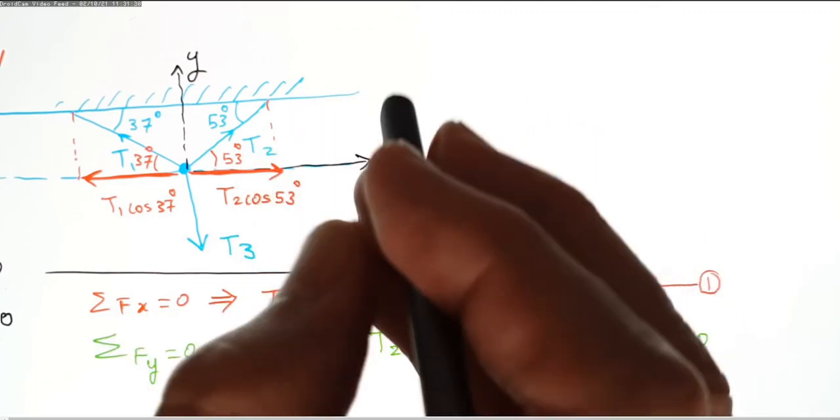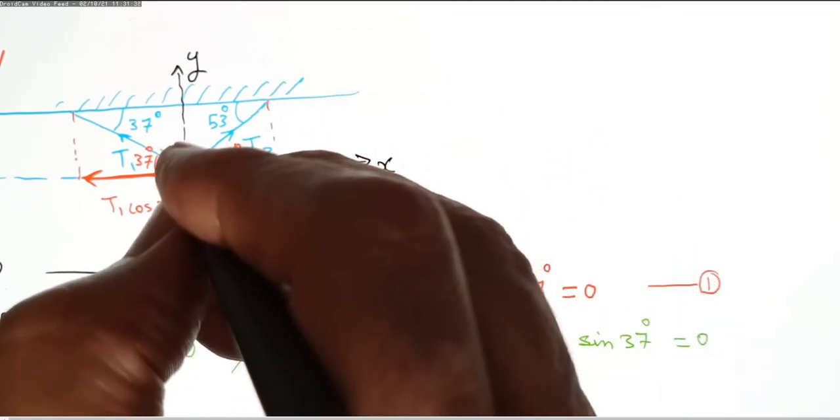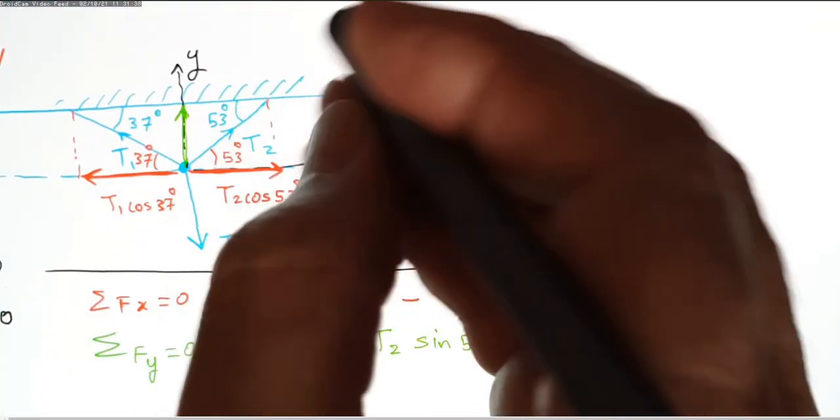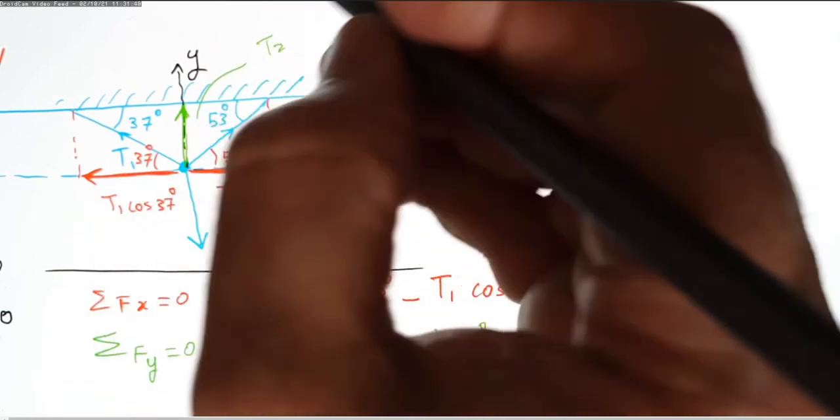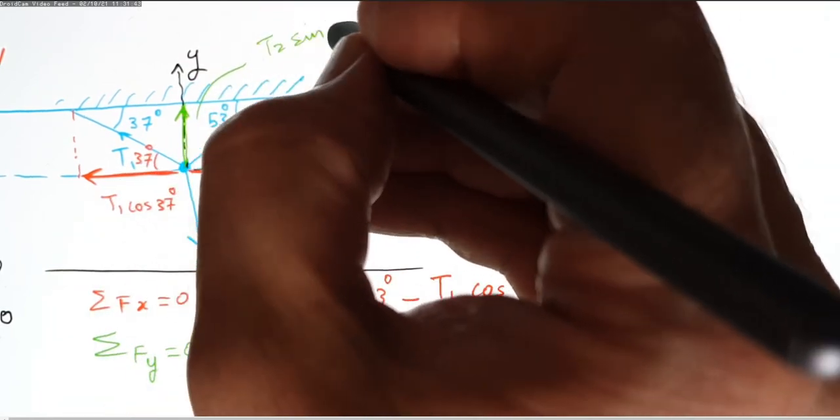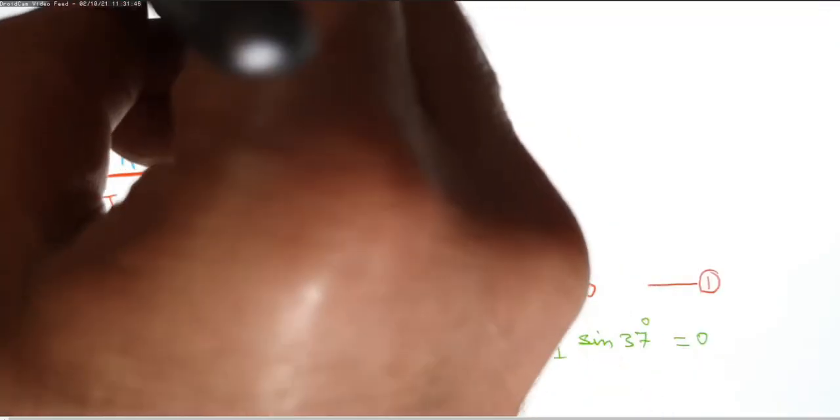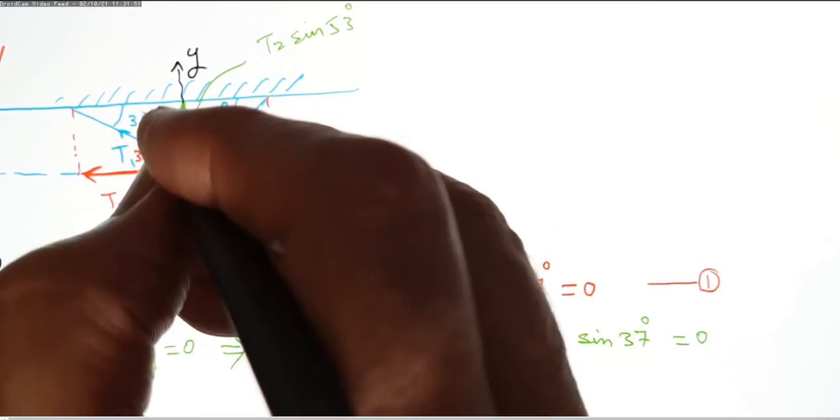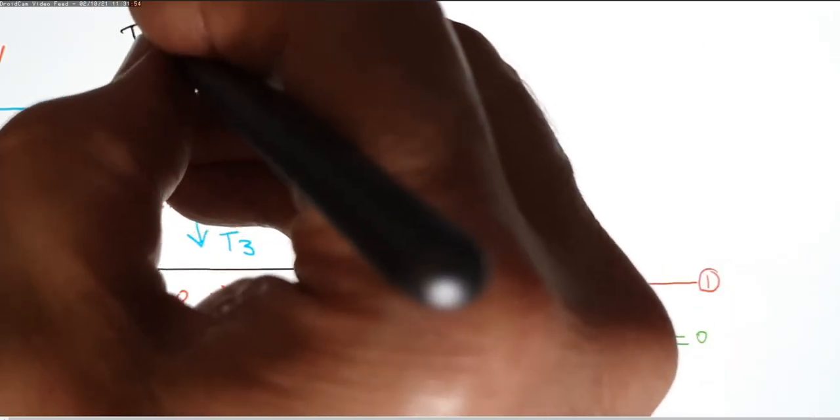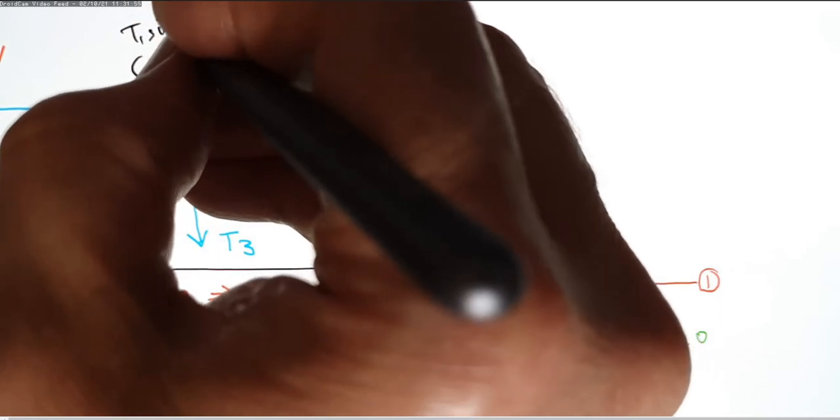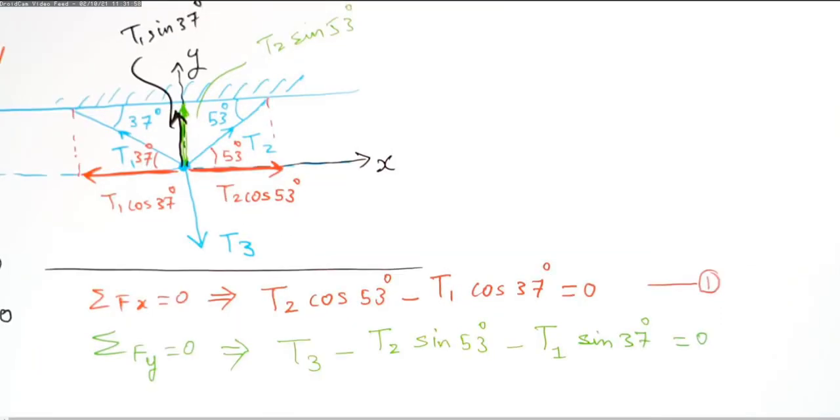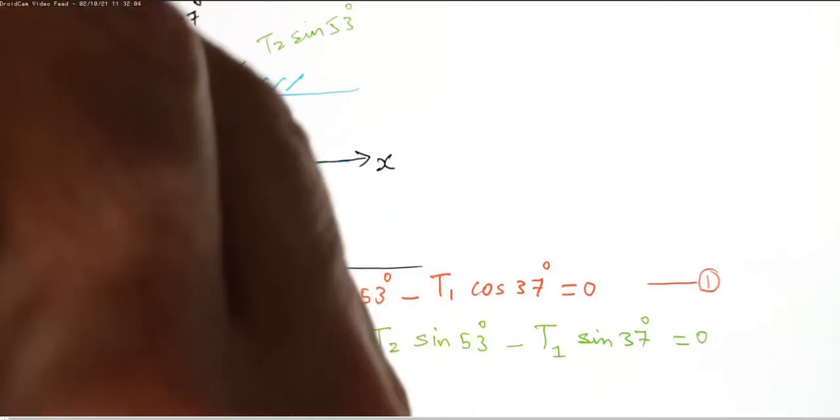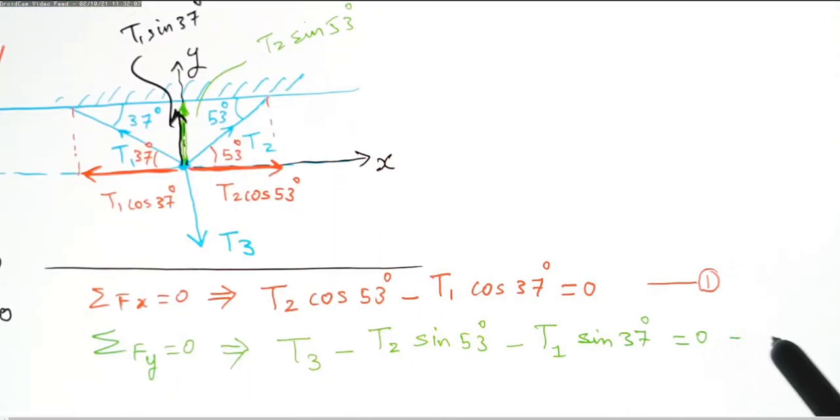And where is T2? We can draw it. This is T2 sine 53, and on top of it, black color, this is T1 sine 37. So two forces are pointing up, one force is pointing down. So this is my second equation.